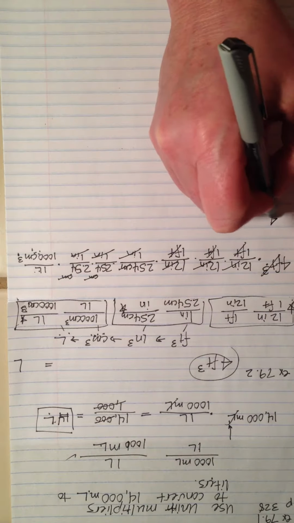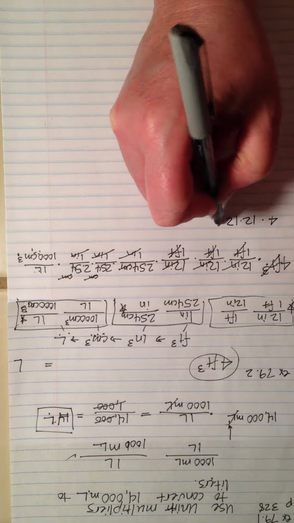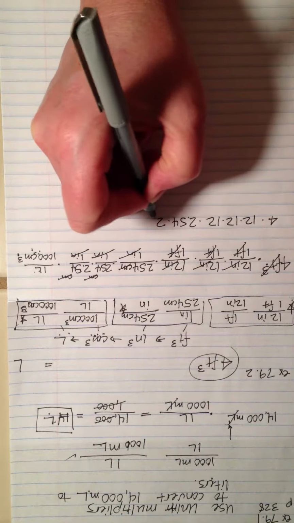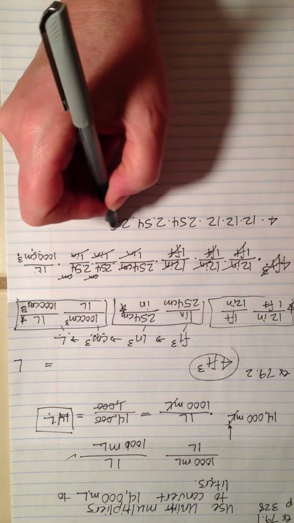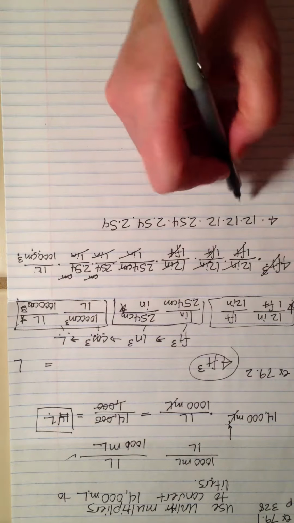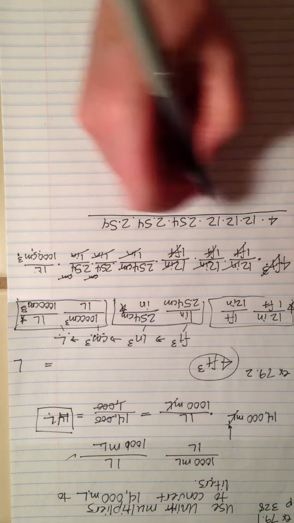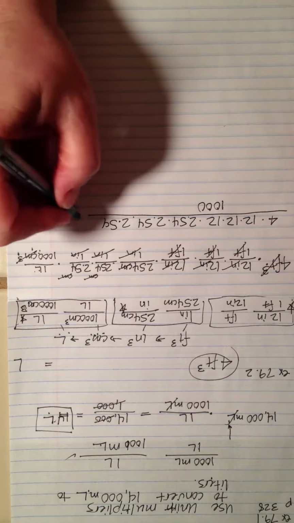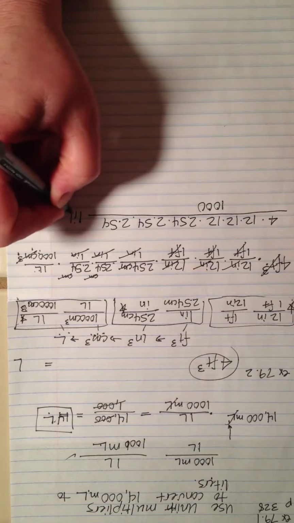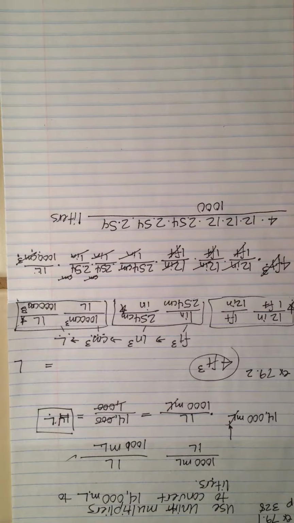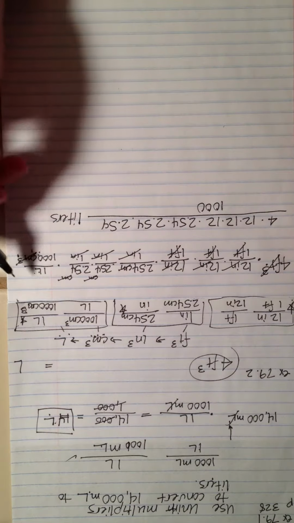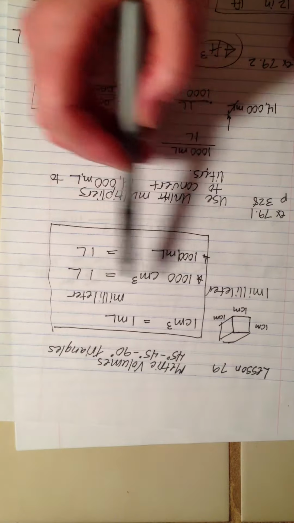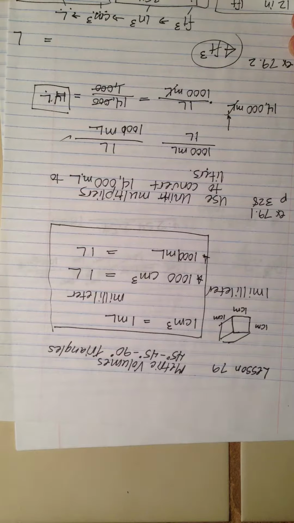So our final answer is 4 times 12 times 12 times 12. We're just gathering all these up. Times 2.54 times 2.54 times 2.54. Oh my gosh, so much writing. Divided by 1,000. Let's just cancel that out because we canceled those 3. And that final answer is in liters. Woo! Long and intense, but not too hard. The tricky part in this is just understanding how to use these special ratios that we have defined in this lesson.